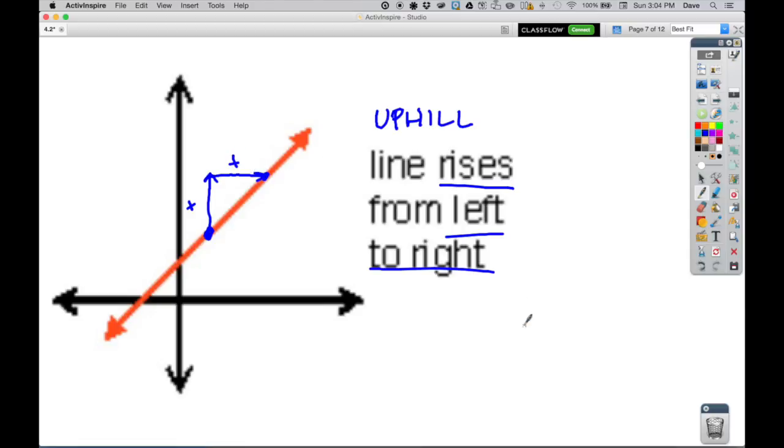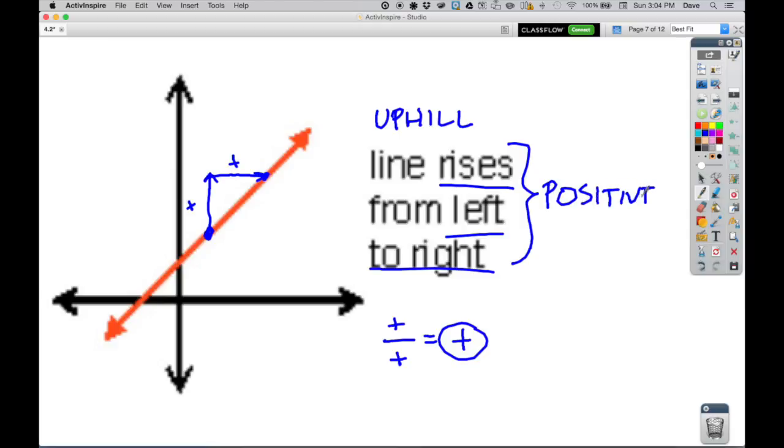And so when I put this in slope form, positive over a positive, and I think of that fraction as division, positive divided by a positive is a positive answer. Okay, so what that means is that any line that rises uphill has a positive slope. Okay, the numbers will just work out where the number is positive.